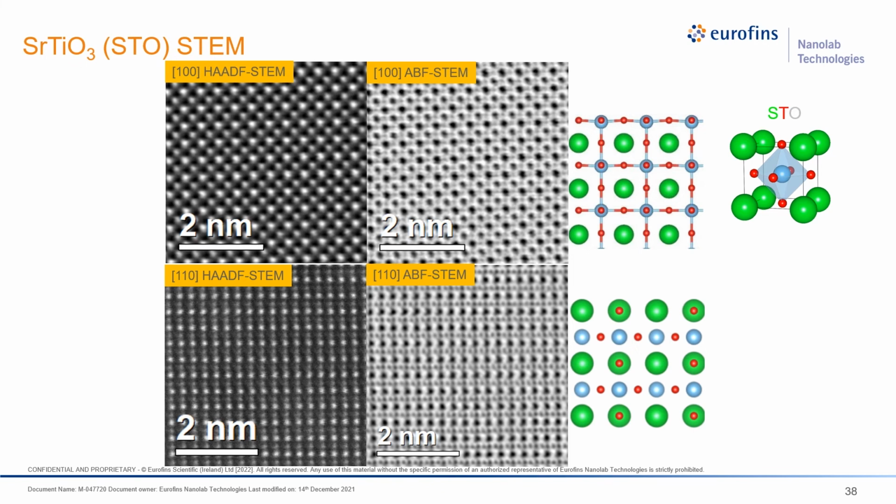But we can use ABF to overcome this disadvantage. In ABF, you can easily see light elements like oxygen here. So if you combine the HAADF image and the ABF image together, you can see they correspond very well to the atomic models. Then you can do this kind of imaging from different zone axes of the 3D crystal structure, so you can have a thorough understanding of the atomic distributions in the crystal.